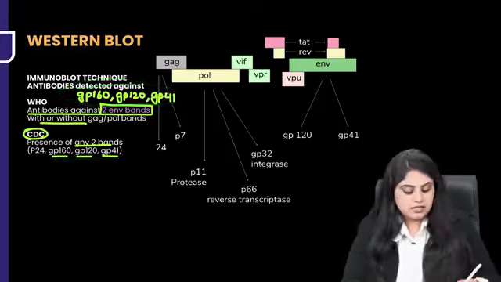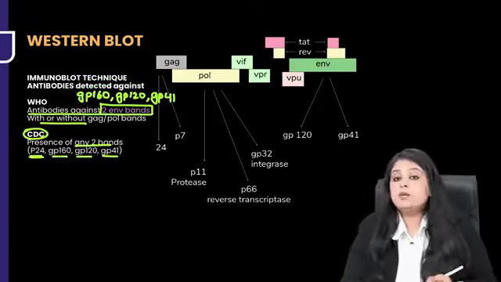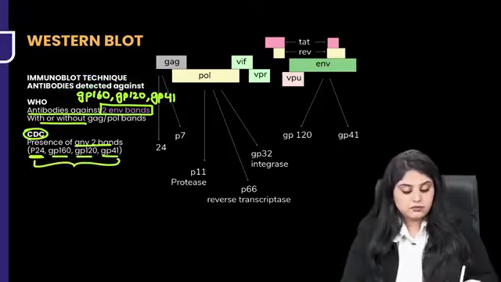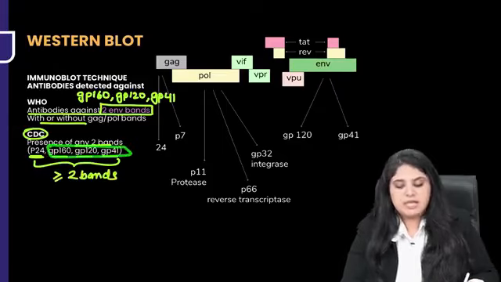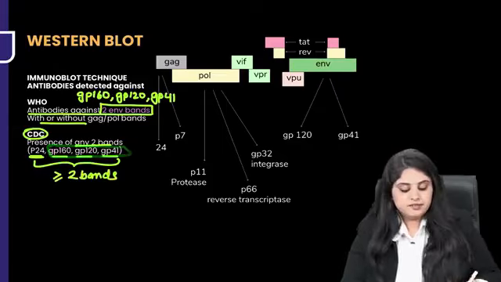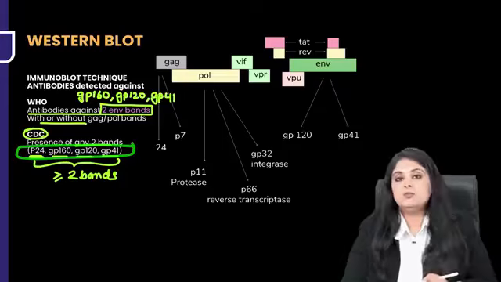160, 120, 41. CDC has considered P24 also. So now out of these 4, CDC says that at least 2 bands should be present. So WHO has said that out of these 3, any 2 bands should be there. And CDC says that out of these 4, any 2 bands should be there.